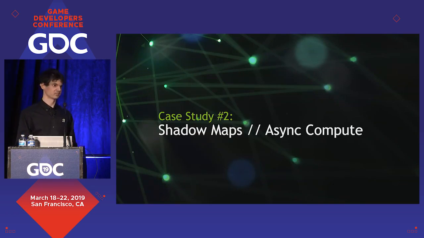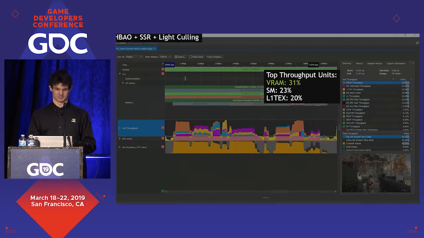Now, another case study, real quick, is overlapping async compute with shadow maps, and that's a very classic example. Because shadow maps are independent, they're not from the primary view.